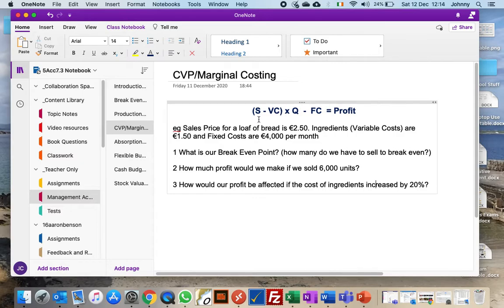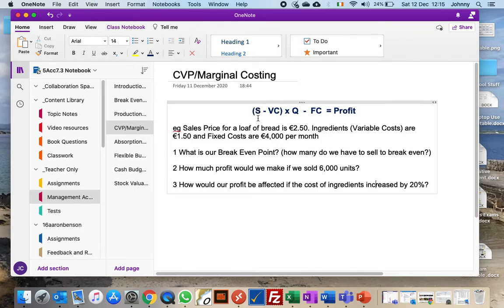So sales price minus variable cost. That's also known as contribution. We'll come back to that again. We multiply that by quantity, and we take away our fixed costs and that gives us our profit. We'll come back to this again and again. We're going to use this formula in a variety of different ways.